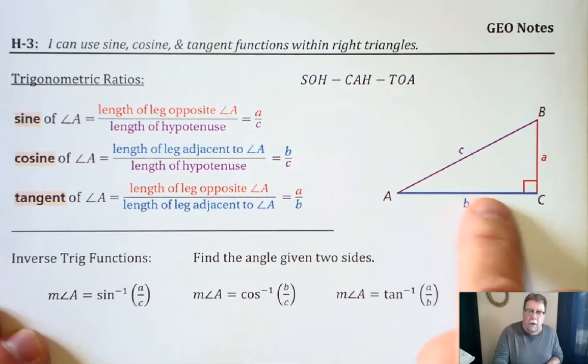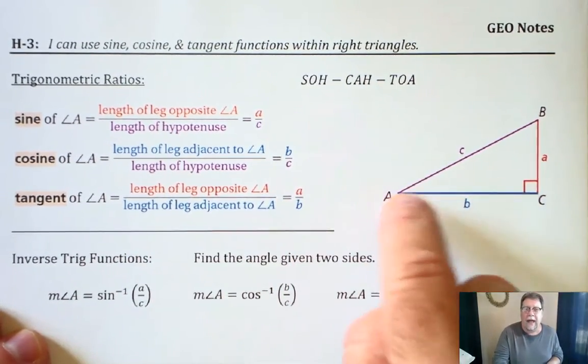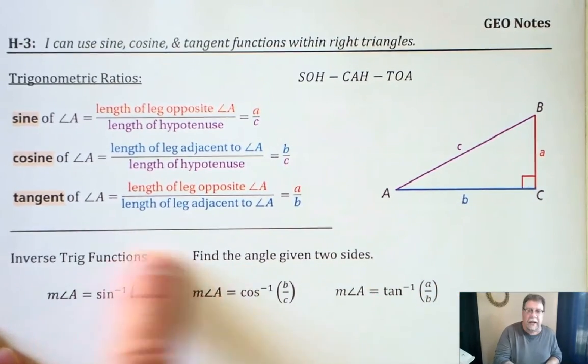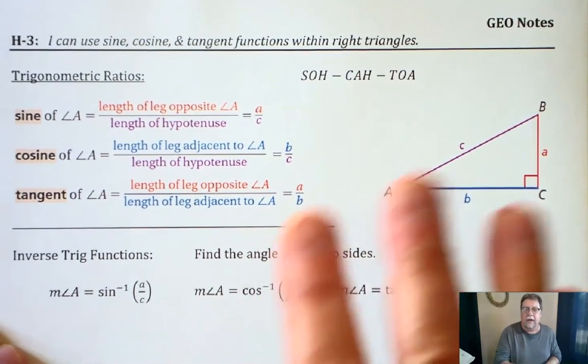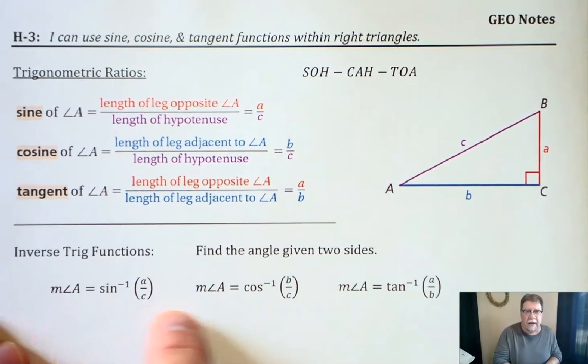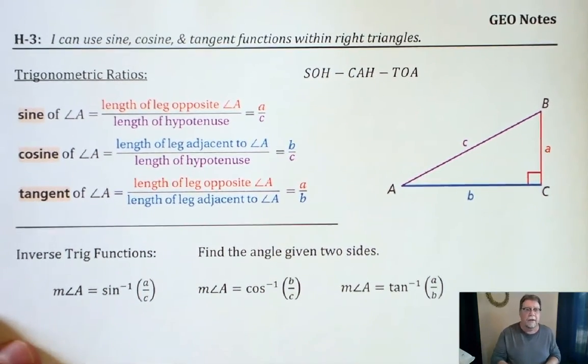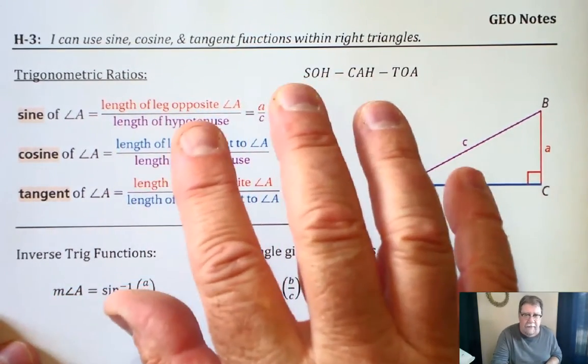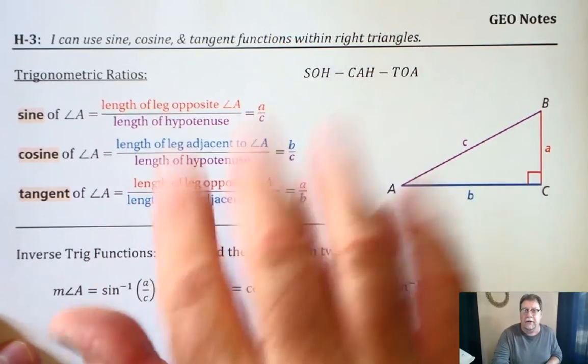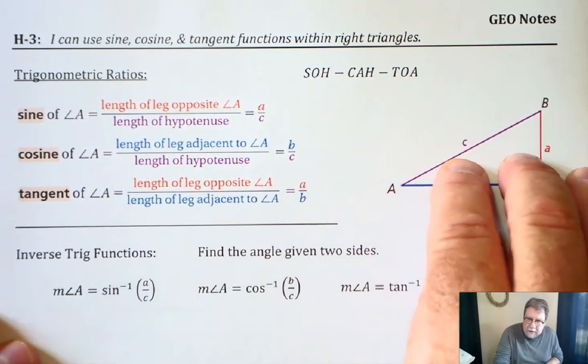Now, sometimes we know all three sides, but we don't know the angle. And for that, we use what's called the inverse trig functions. We'll get into finding the inverse sine, the inverse cosine, and the inverse tangent when we look at an example. So this is pretty important stuff. It's basic, but it's very important that you understand this. It's a right triangle idea.